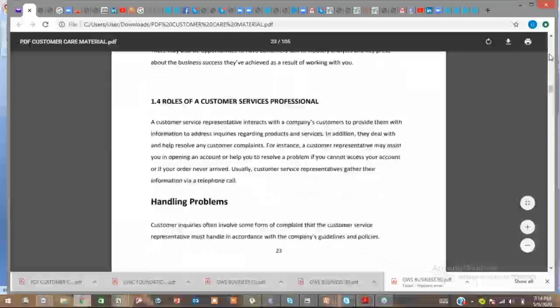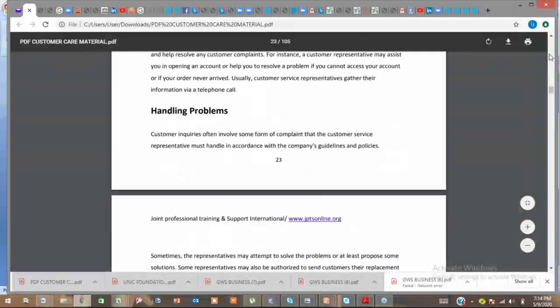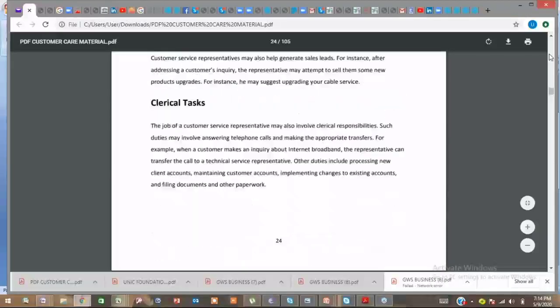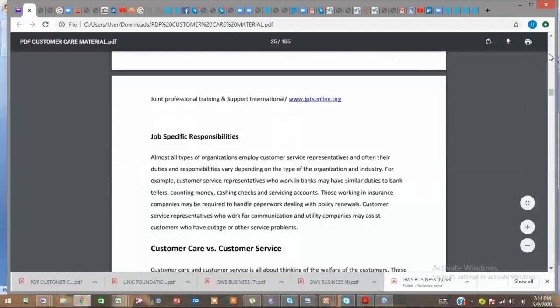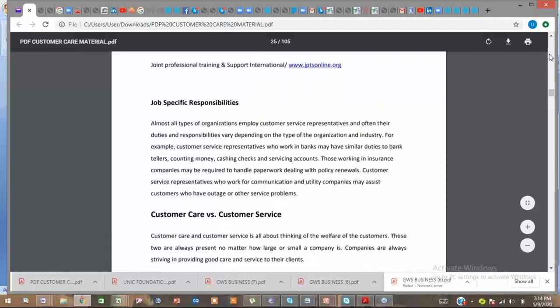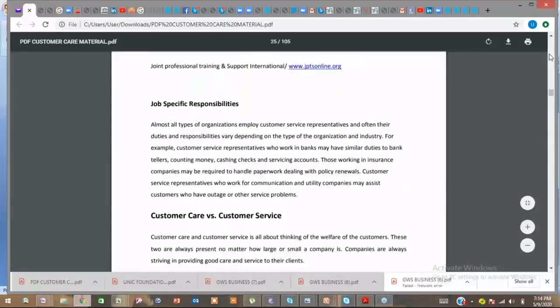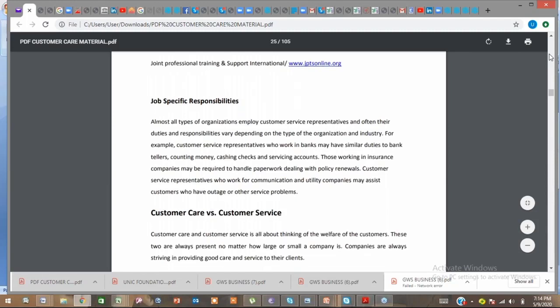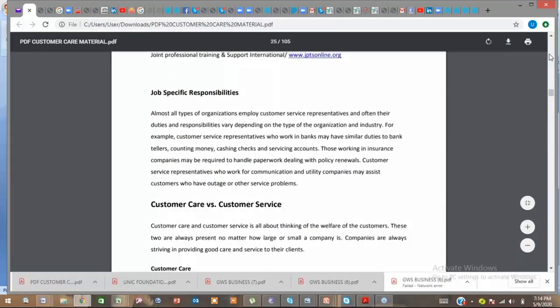So, role of customer service professional: one, handling problems, assisting in sales, clerical tasks, job specifications, job specific responsibility. Almost all types of organizations employ customer care representatives, and often their duty and responsibility vary depending on the kind of operations of the company. For example, customer care who work in a bank may have similar duty to a bank teller, counter, yeah, you see them, they do other stuff.